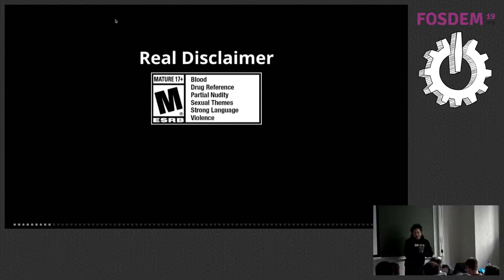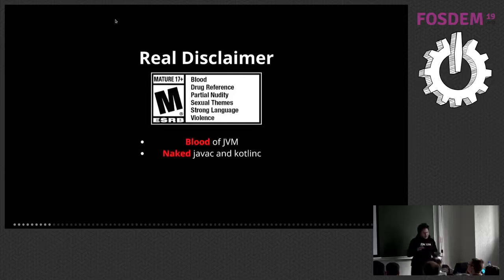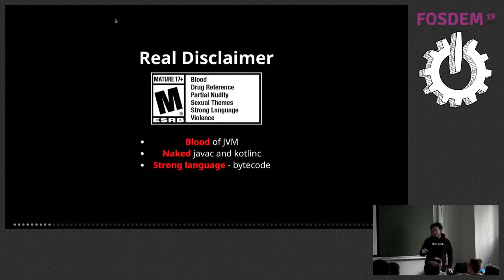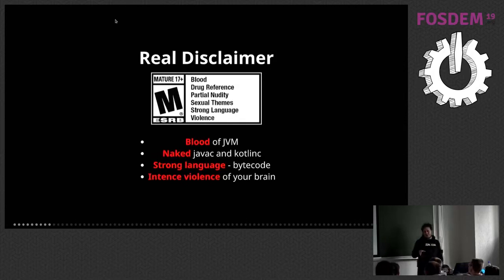And before we really start, here is a real disclaimer. Sorry for that, there will be a little bit of blood out of the JVM. Sorry for that, there will be a naked Java compiler, a naked Kotlin compiler. Sorry for this, we're going to talk strong language. We're going to talk primarily bytecode. Forget English, forget French, etc. And sorry for this, I will try to do intense violence to your brain. If you're not sure that you're ready, you can still try to open the door and exit.